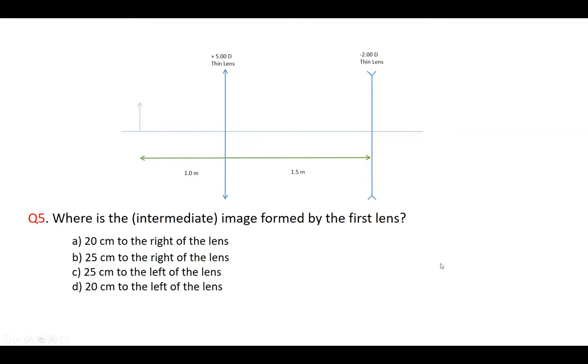Okay, so I got B because U is -1 plus D is +5, so then V equals +4. 1/4 is 0.25, and that's positive, so it's 25 centimeters to the right of the lens.